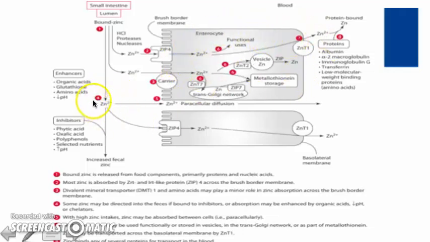We see here the secondary mode of absorption of zinc. So with high intakes of zinc, it will be absorbed through paracellular diffusion. So we can see this process of paracellular diffusion between the enterocytes. And we saw paracellular diffusion previously with calcium as well.